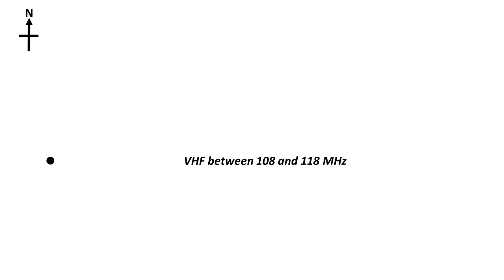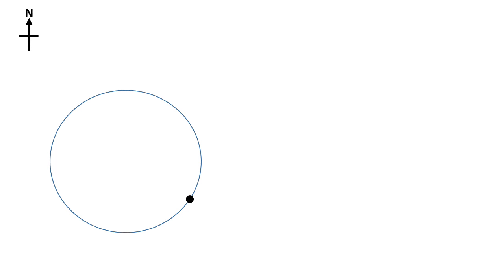So back to the Doppler VOR. We start with a black dot here which represents an antenna connected to a VHF transmitter operating somewhere between 108 and 118 MHz, a wavelength of around 2.5 meters. The antenna radiates omnidirectionally with horizontal polarization. Now we make it move in a circular path.